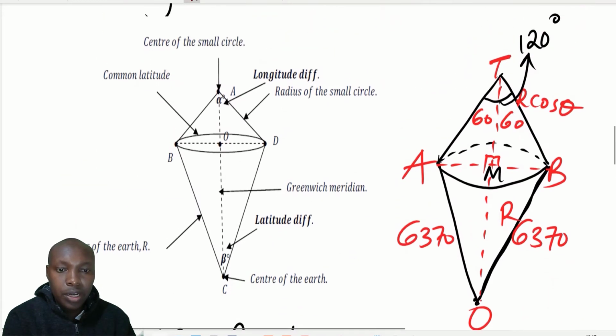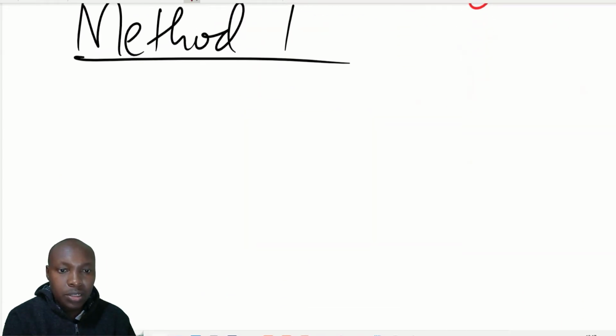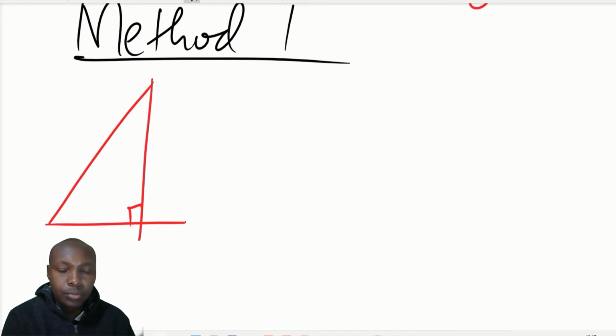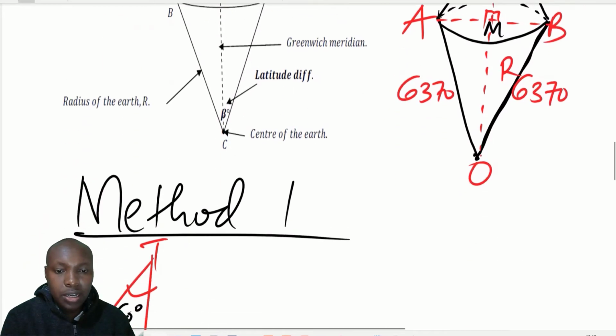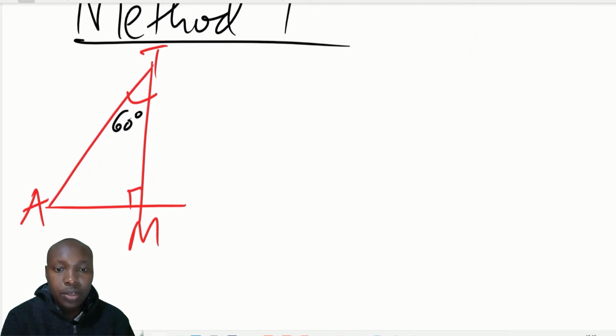And to do that, we shall extract a triangle from that figure. Look at triangle AMT, where we have that angle as 60. This is AM. When you get AM, it will be very important because it will help us calculate. Look at where we have extracted it. So that side AM is what we don't have. That is what we need to calculate.